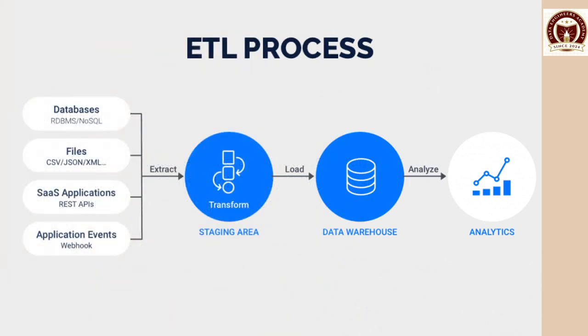In this image, we can see the whole process of ETL. Databases, files, SaaS applications, application events are the multiple sources of data to be extracted. Then the data is held in the staging area for transformations. Different types of transformations like filtering, sorting, joining are performed in the staging area itself. Now the data is ready to load into the data warehouse. As we can see in the image, the data is then used for analysis, business intelligence, dashboards, and reporting purposes.